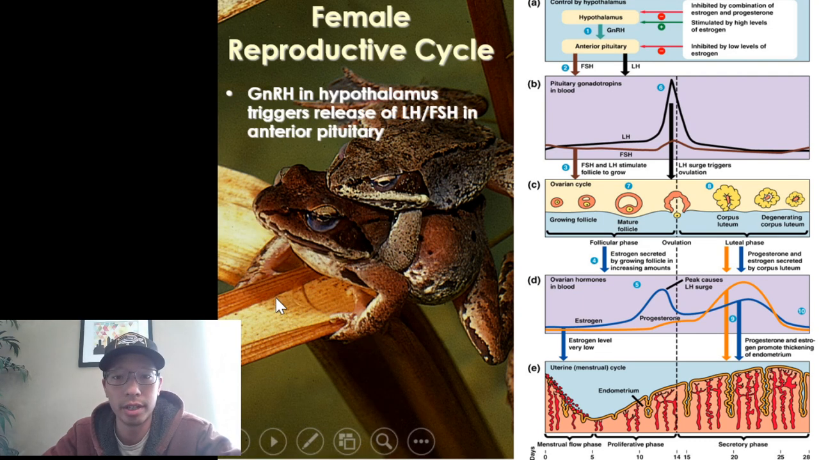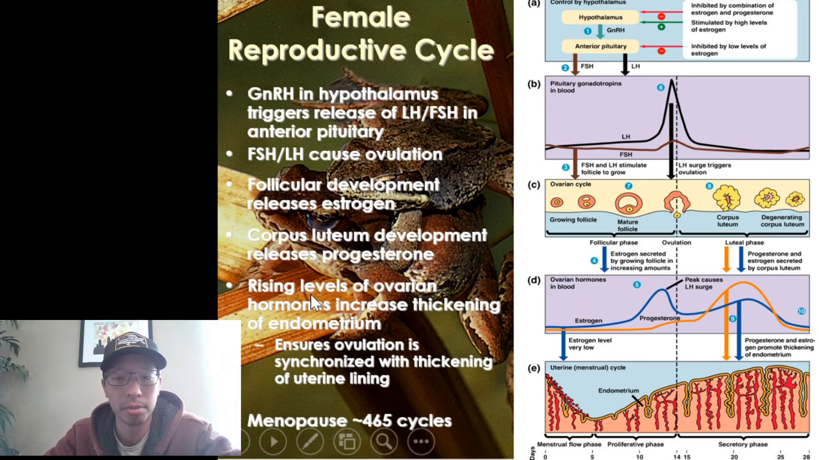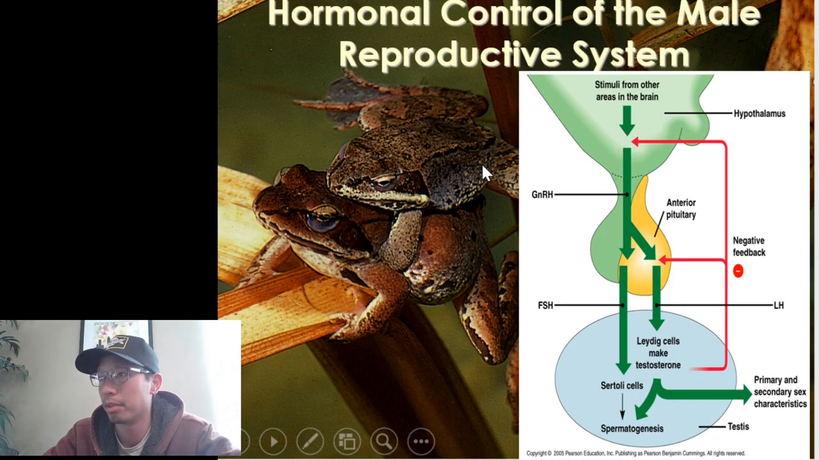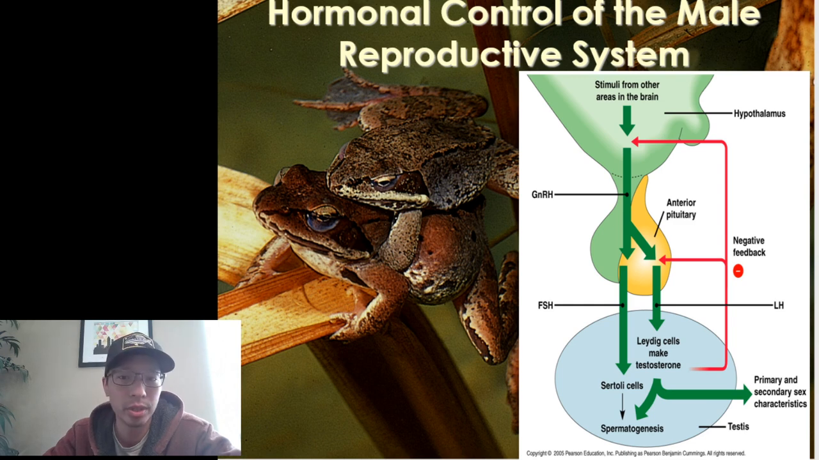Pretty cool. Now, I know I didn't give you all these points. I'll give it to you now. You can pause it if you'd like. Fun fact here, menopause happens after about 465 cycles. So you're programmed to hit that number, and after that, all this starts to shut down, and then you don't have babies anymore.